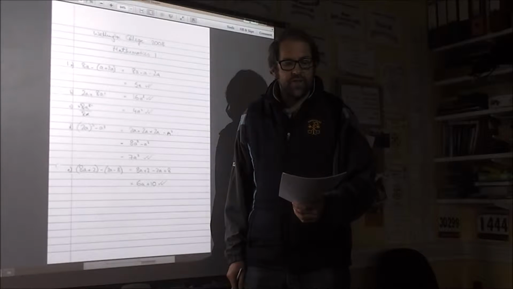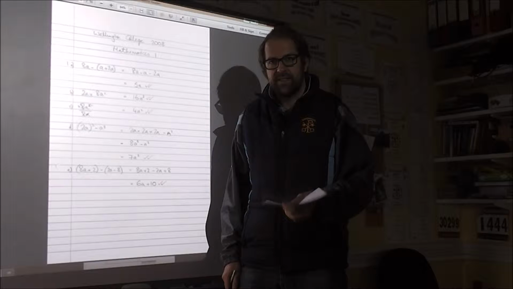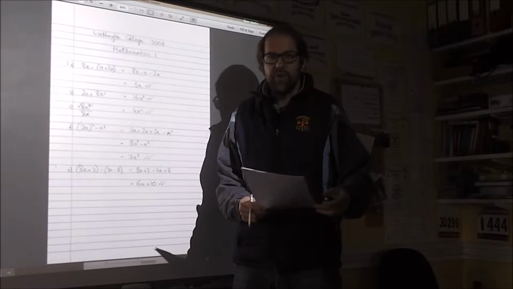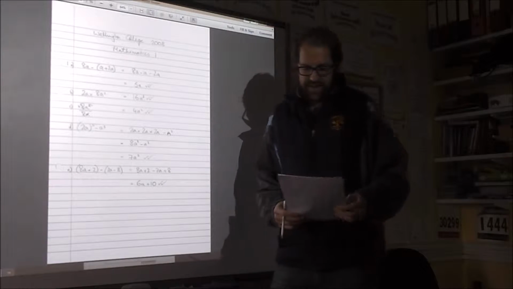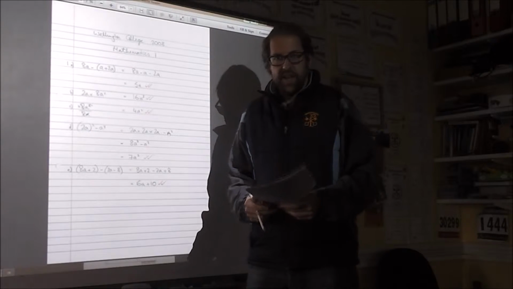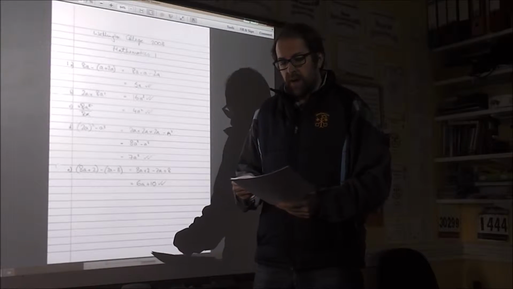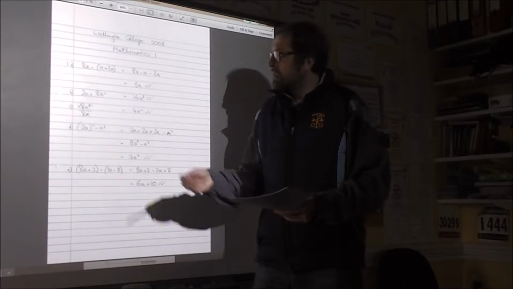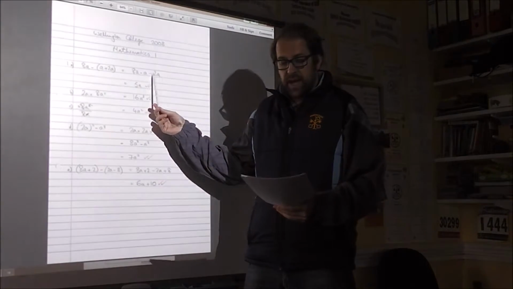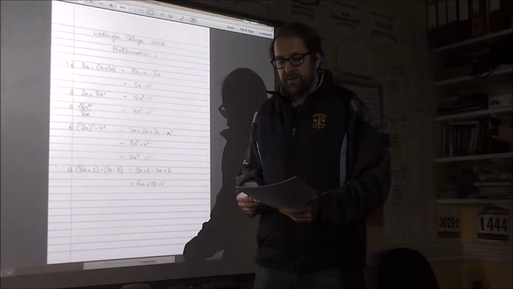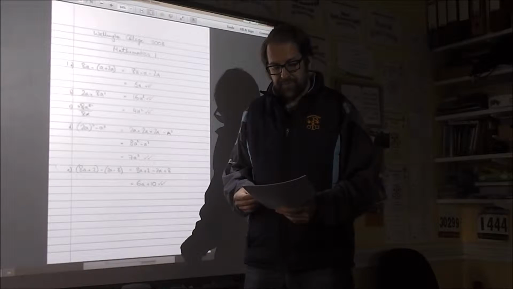Okay, and here are the answers to the Wellington College Mathematics 1 paper from 2008. Okay, the first question is about simplifying algebraic terms. Multiply the brackets carefully, remembering that it's minus 2a. Collect like terms, and the answer is 5a.